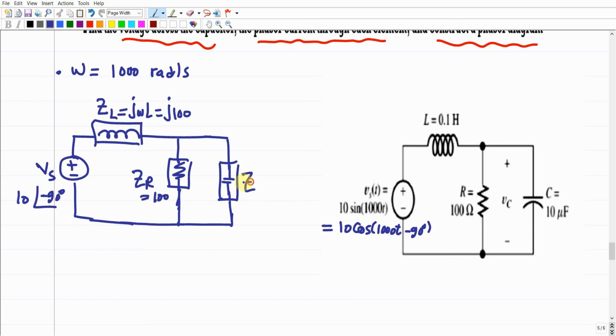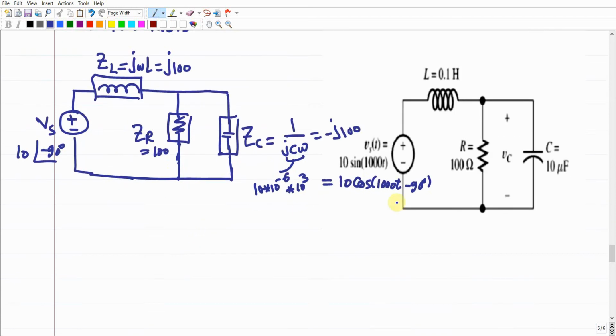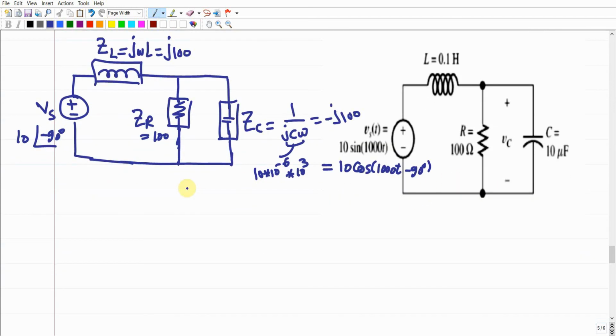And for the ZC, the expression should be 1 over JC omega. The C here is already given as 10 microfarad times omega, and this is just 10 times 10 to the power negative 6 times omega, which is 1000, or 10 to the power 3. If we do the multiplication of this term and move 1 over C omega, and even move the J to the top, it's going to be negative J times 1 over C omega, and this is going to give us 100 as well. Make sense? So we converted the electrical circuit from the time domain to the frequency domain.